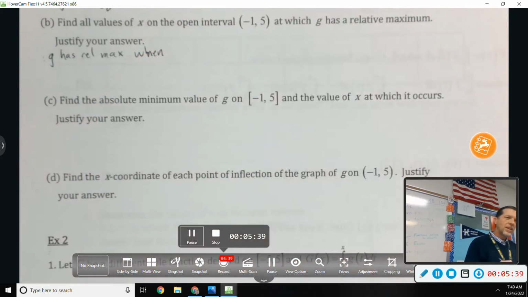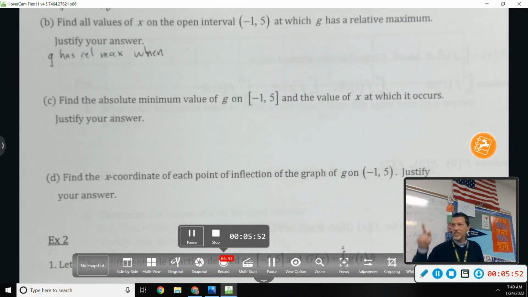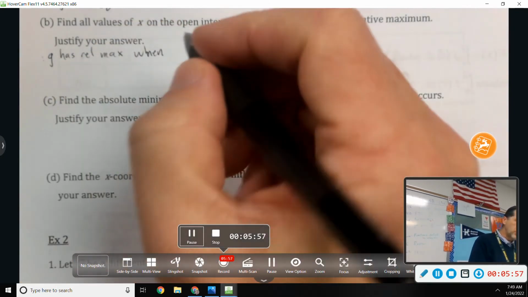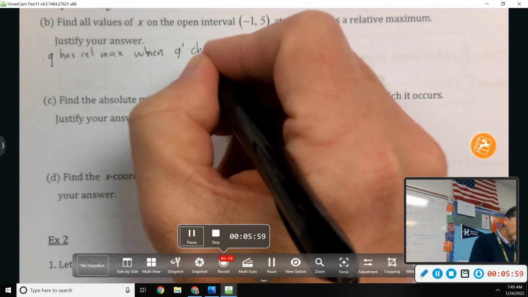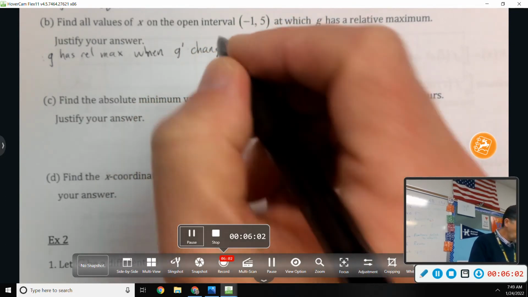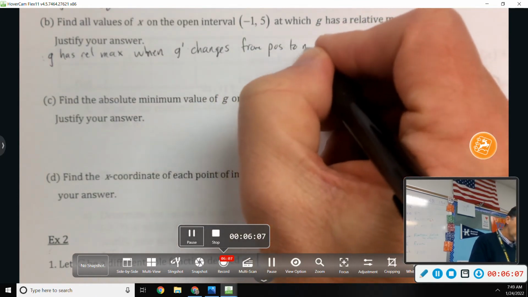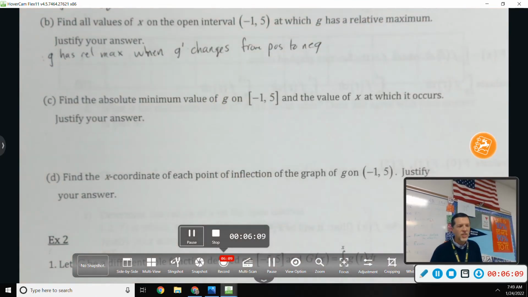Give me the justification first, and then we'll look for it. G has a relative max when something changes. When f prime goes from positive to negative. Okay, except now we're dealing with g. So when g prime changes from positive to negative. Be careful, our picture is not g, our picture is f. So what we need is g prime.